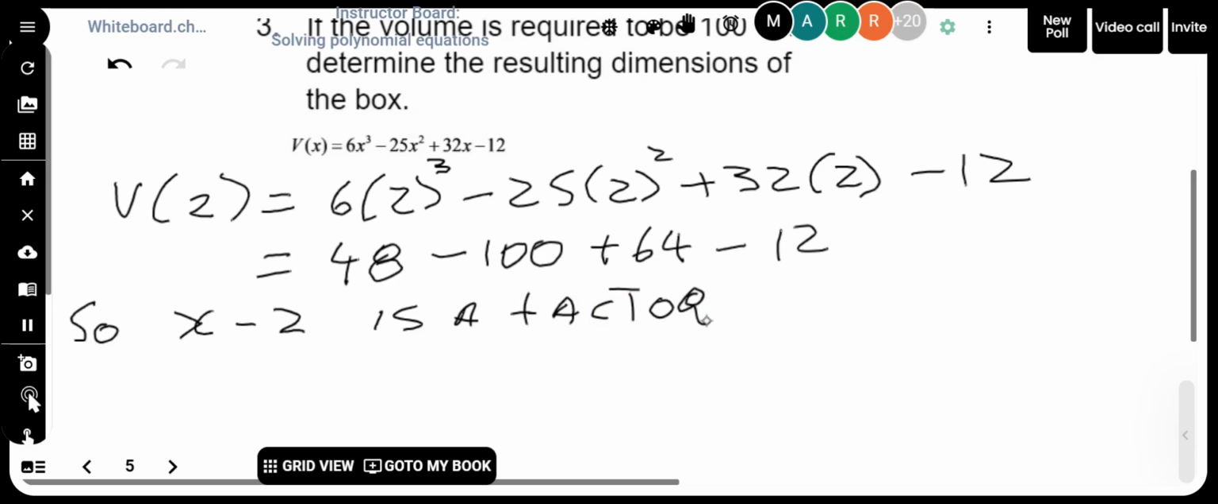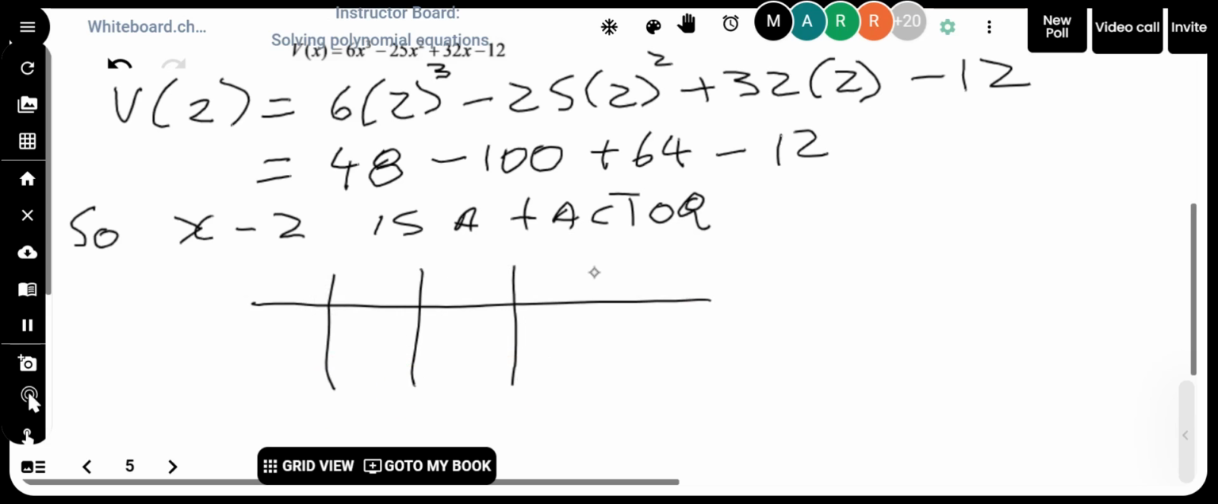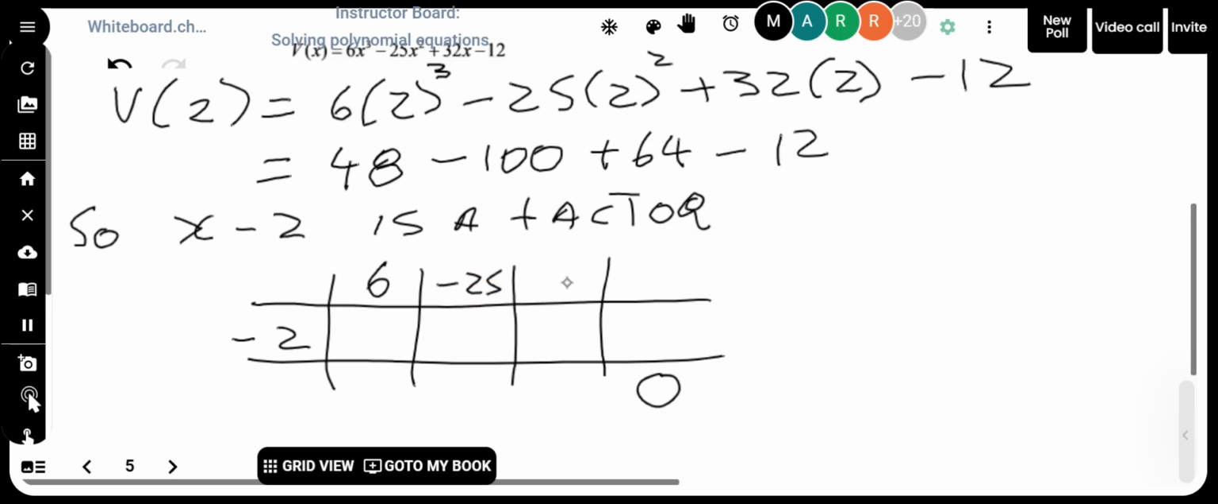And we're going to have to go through the synthetic division one more time. So I'm going to say, same thing we did the last time. Put the 2 on the side. I'm going to predict that's going to be 0 over here. Then there's a 6 here. There's a -25. There is a 32. And there is a -12.